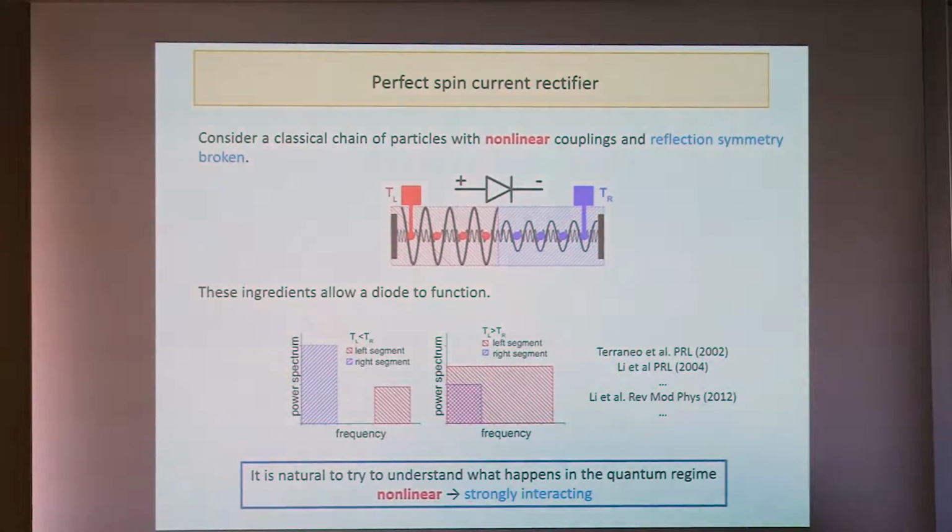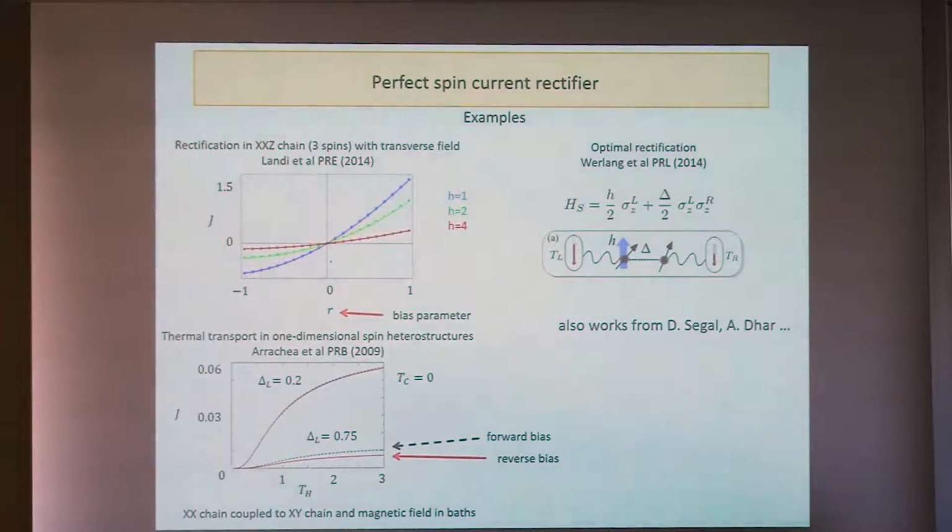But before this, I would like to mention some works that I thought were quite useful for us to understand, and that studied rectification before we did. There was a nice work by Verlang and others in 2014, where they find an optimal rectifier. This only works with 2 spins, but the rectification is perfect. The same mechanism wouldn't work for larger systems.